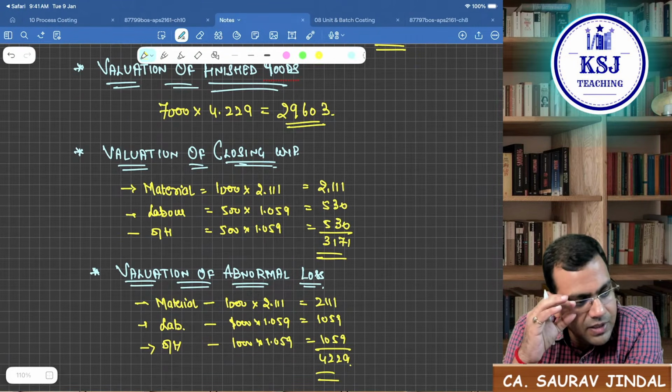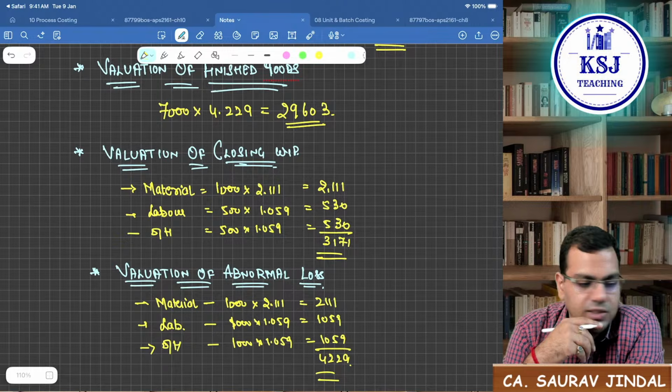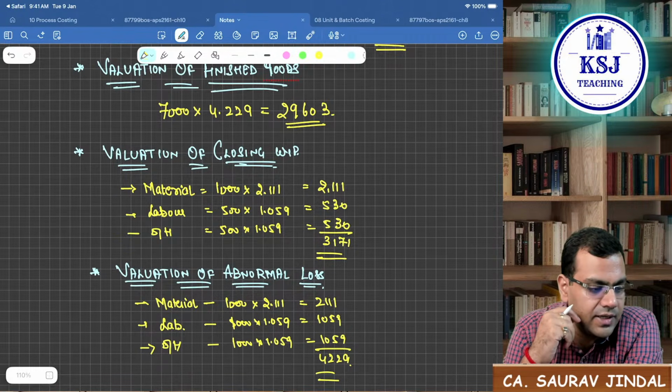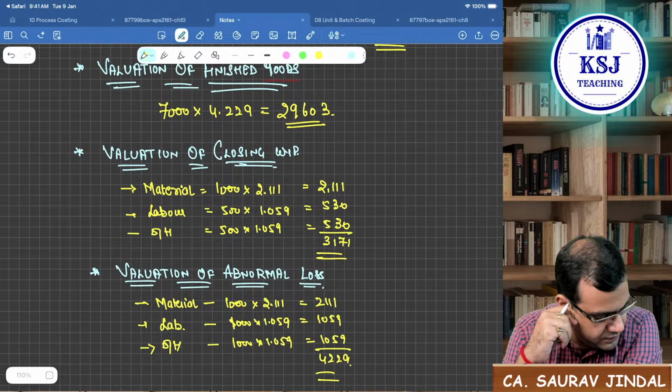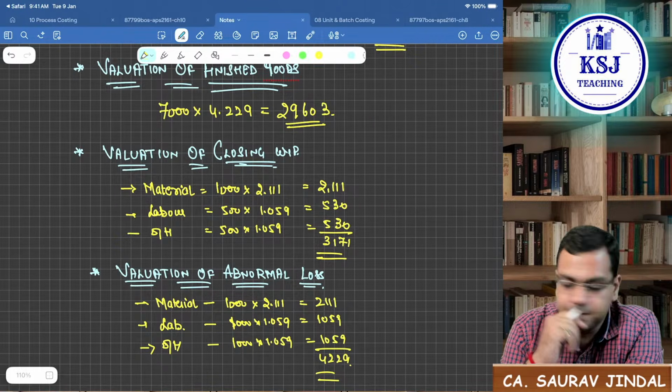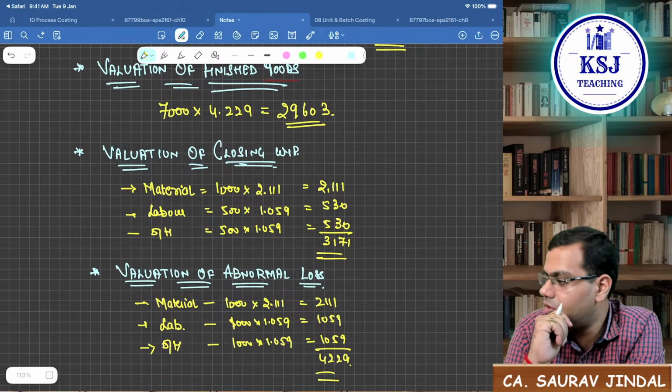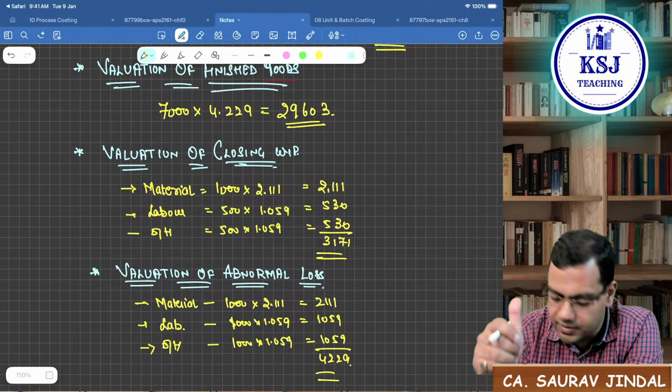Okay, please let me know if this valuation is clear to you guys. Yes, if this valuation is clear, everyone, please let me know.